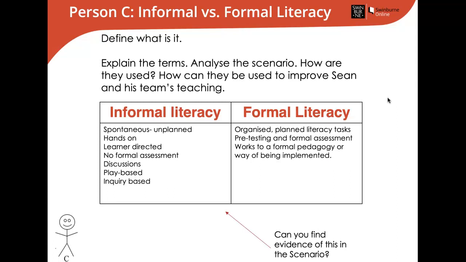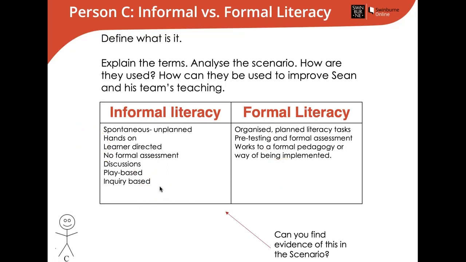Then you'll go on to talk about formal literacy. I have brainstormed some things that I imagine it to be. So we've got informal literacy on this side, really being that spontaneous, unplanned. This is literacy learning that's happening not in a literacy session. It's literacy learning being implemented and guided by what's happening with the kids. So I've got key terms, and again, this is not an exhaustive list and you don't need to mention all of these. I'm just trying to get you started.